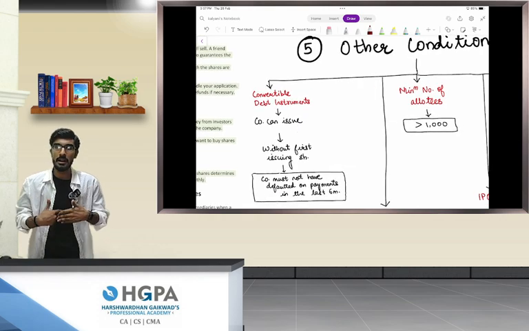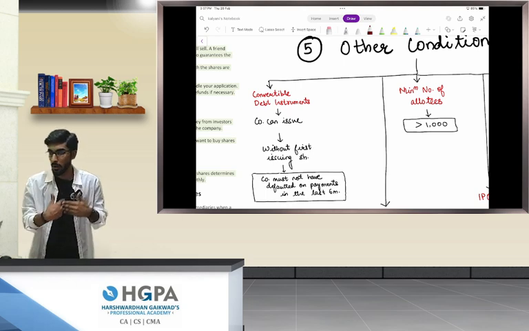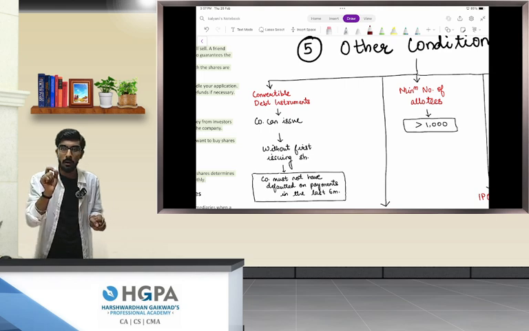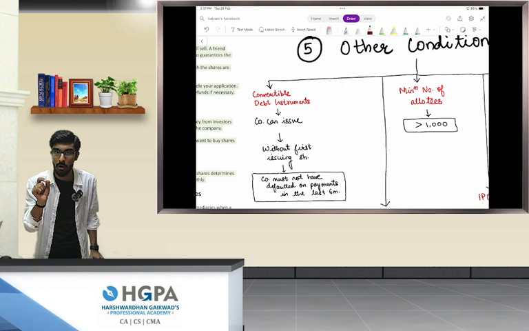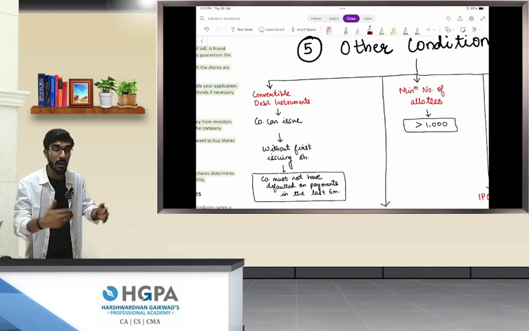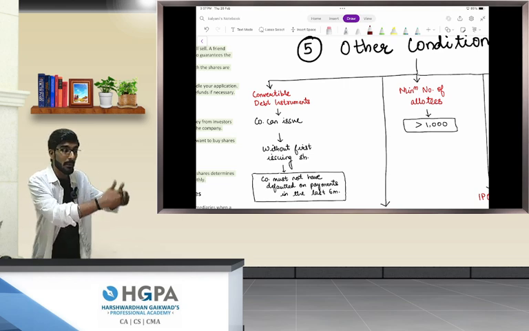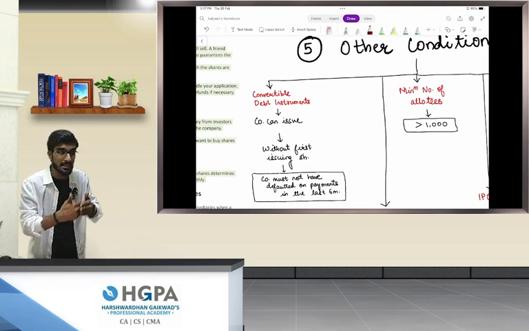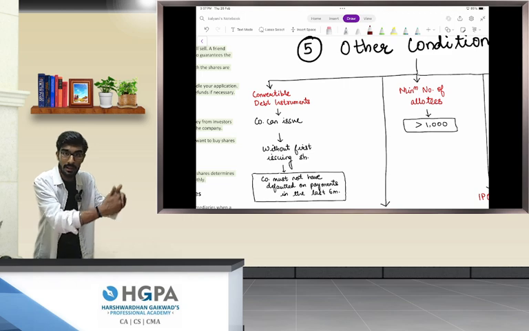For example, if Lenskart is going for an IPO, IPO is called an initial public offer, where you are issuing shares to the public for the first time.